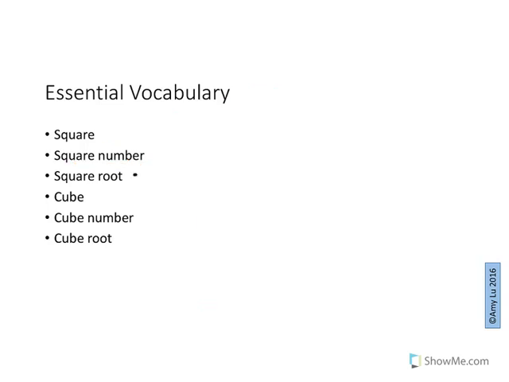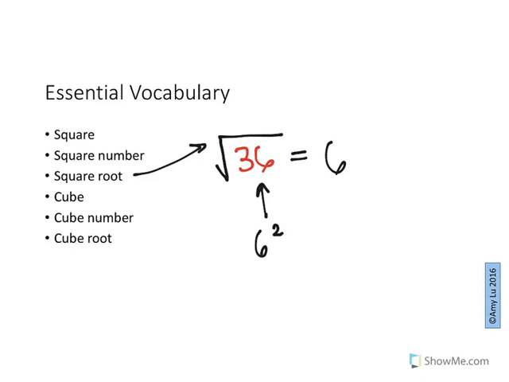Now, a square root is often represented by this symbol right here, with a number on the inside. For example, we can write 36. To find the square root of 36, you simply have to think, well, what number squared makes 36? Well, it's 6, because 36 is a result of 6 squared. So therefore, the answer to the square root of 36 is 6. So the square root is always represented by that symbol.